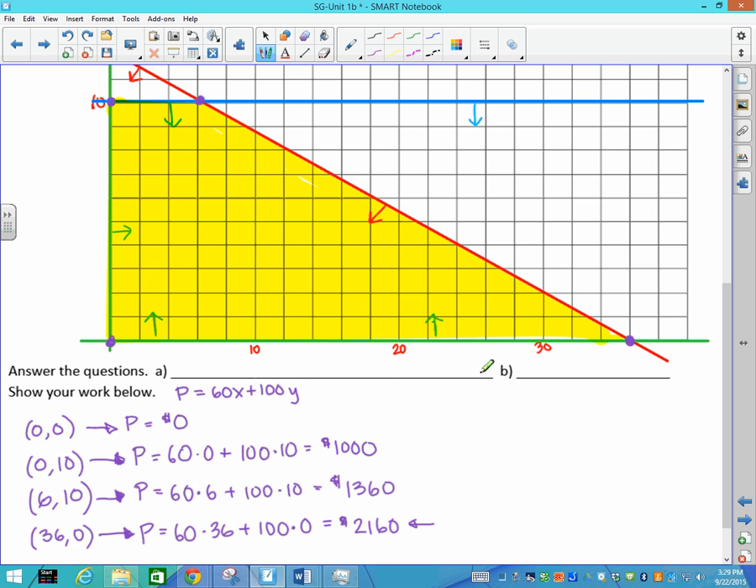So which question answers what is the maximum income? That's the question for part B, so that's where I'm going to put 2,160. And part A says how many routine visits and physicals. The numbers that give me that are 36, 0, and x is the number of routine visits. So 36 routine visits and 0 full physicals is how she will make the most money each day.